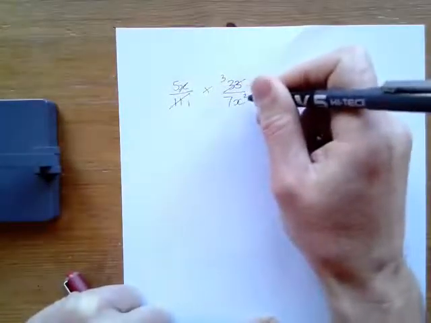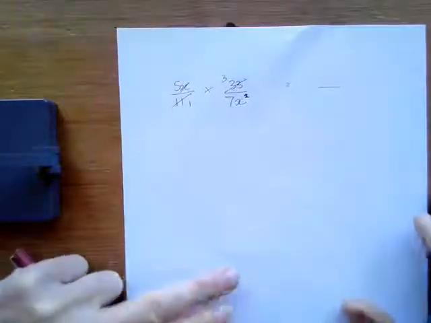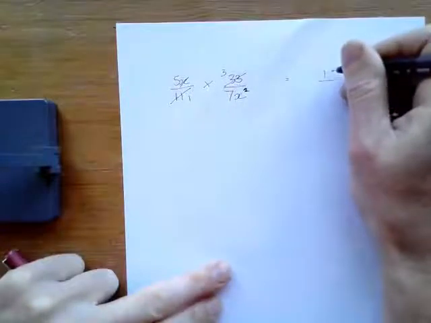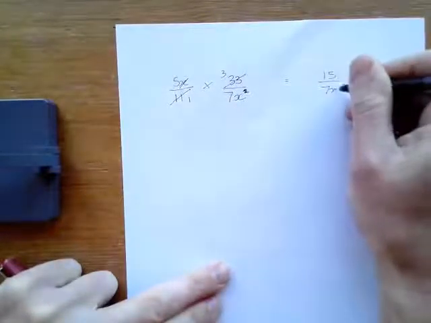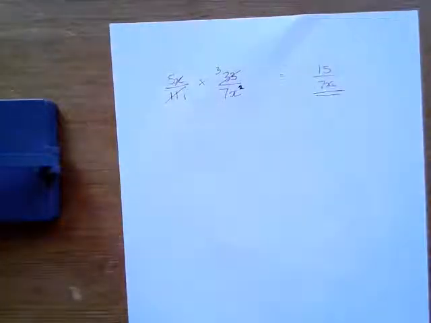Because there were effectively two x's on the bottom, x times x, I'm only actually going to get rid of one of them like that. Now all I do is multiply what's left on the top together, and multiply what's left on the bottom together. So the final answer would be 15 divided by 7x.